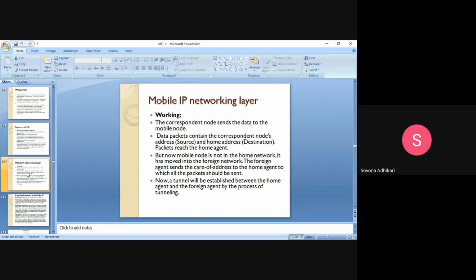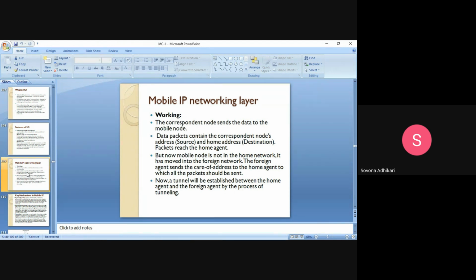The foreign agent sends the care of address to the home agent, to which all the packets should be sent. So we have already known that there is a registration between the home agent and the foreign agent, which sends a care of address, that is the new address of the mobile node. And now a tunnel will be established as we discussed in the last class. A tunnel, a dedicated path, will be established between the home agent and the foreign agent by the process of tunneling.